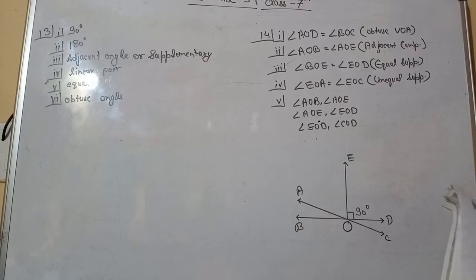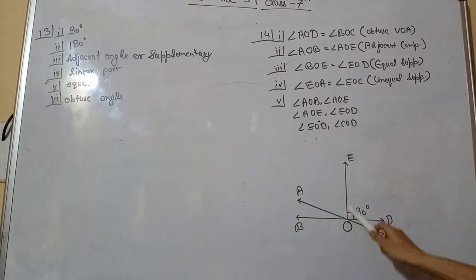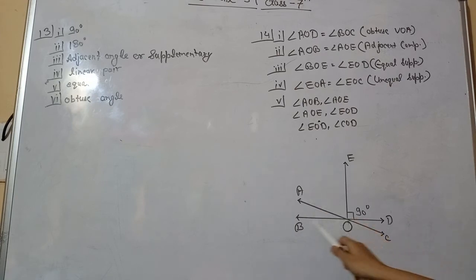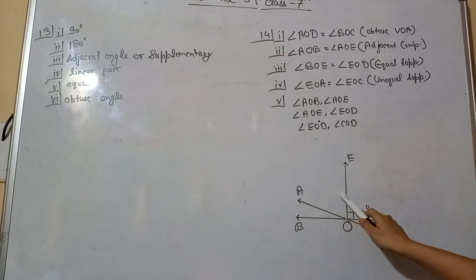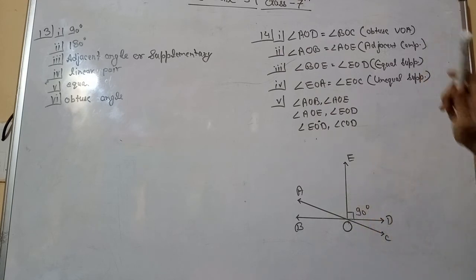Second is given: adjacent supplementary angle. Adjacent means they have a common arm or common vertex, and supplementary means 180 degrees. So what is given in the answer? AOB and AOE. See here, AOB and here is AOE. Okay. These are adjacent complementary angles. Adjacent means in AOB and AOE, OA is the common arm, and when we add these two angles, this will become 90 degrees. So these are adjacent also and complementary also.